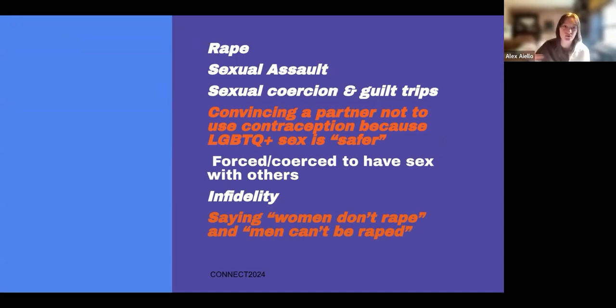Anything outside of an enthusiastic yes is not consensual. In terms of queer relationships, this could be convincing a partner not to use contraception because LGBTQ plus is safer. Again, this is drawing from cultural stereotypes saying women don't rape or men can't be raped, when in reality, anybody, regardless of their gender, can experience sexual violence.